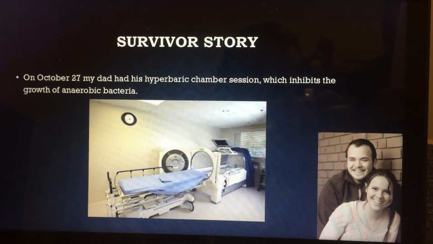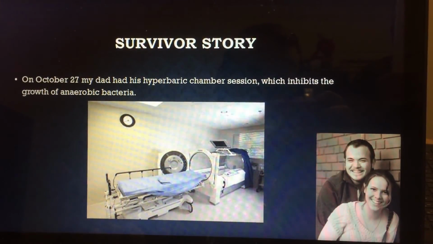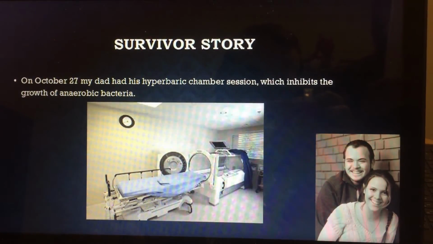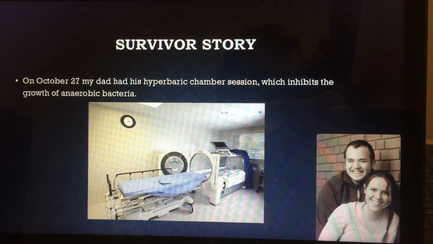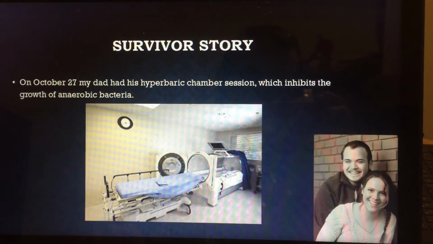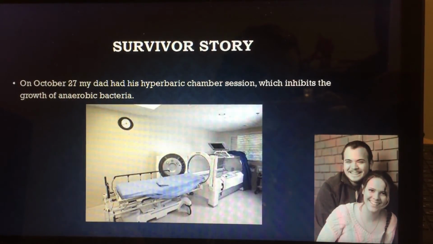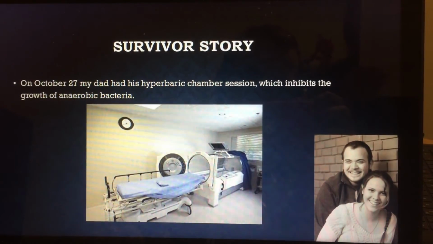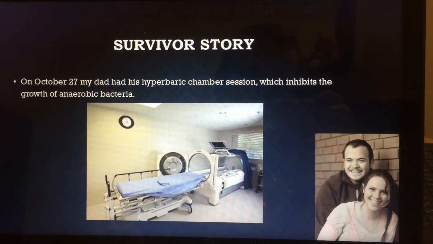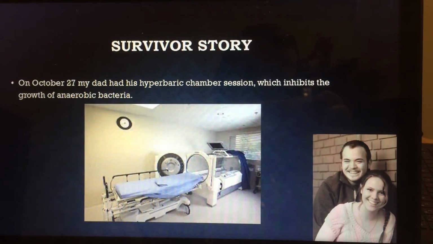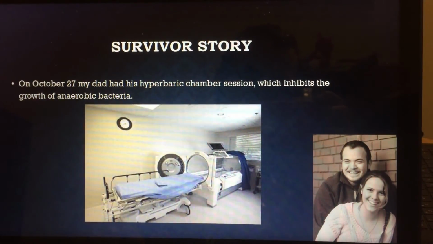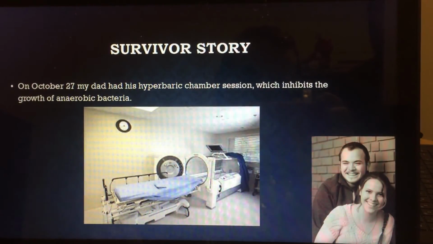On October 27th, in accordance with the ongoing treatment plan, a hyperbaric chamber session was scheduled. The hyperbaric chamber is a high-pressure, oxygen-rich chamber, in this instance, to inhibit the growth of anaerobic bacteria, and the hyperbaric session was accomplished in the early afternoon. Just after supper, my dad experienced a severe pain in his upper chest. He was given an EKG, but it turned out to be a pulmonary embolism. He was then taken into intensive care so he could be watched more carefully.